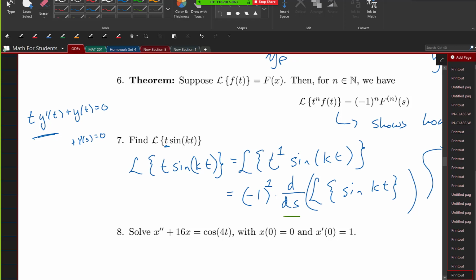And when you do the Laplace transform on the second part, normally you just have s y sub s minus y0. But we've got the t power here, and so that's going to introduce negative 1 to the 1, and then we'll take the derivative of this expression with respect to s.